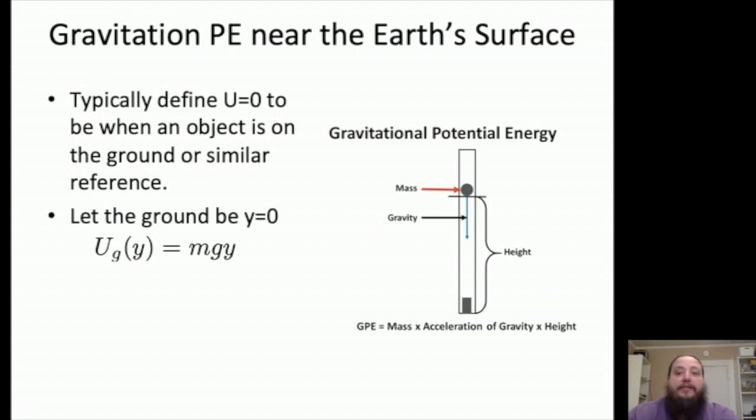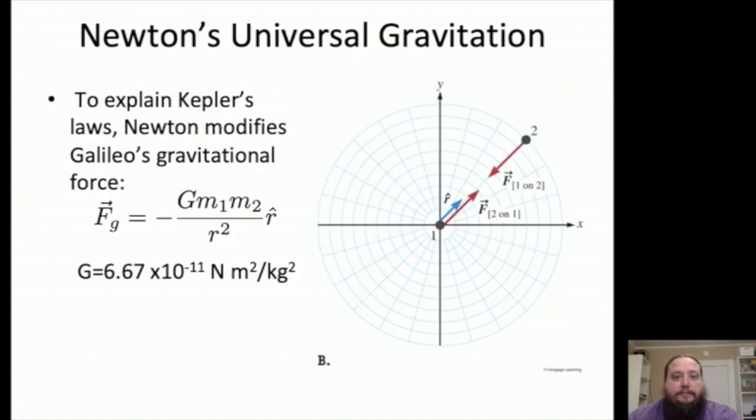So if we let the ground be the 0 point of gravitational potential energy, and we choose a coordinate system where we've set, for instance, the ground to be y equals 0, then the gravitational potential energy of an object above the ground would be m times g times y. So the weight of the object, mg, times its altitude, would give you the gravitational potential energy. The higher you are in the air, the more gravitational potential energy you have.